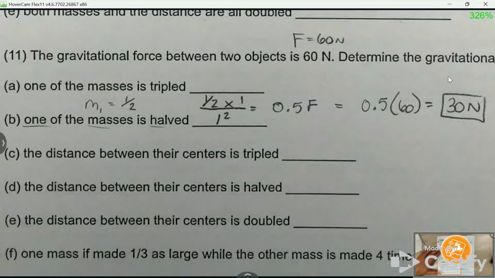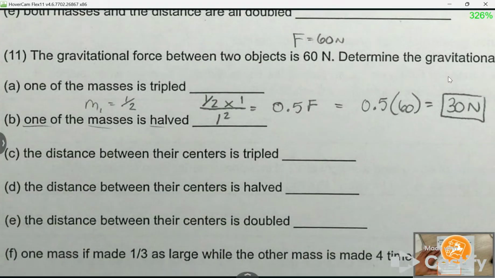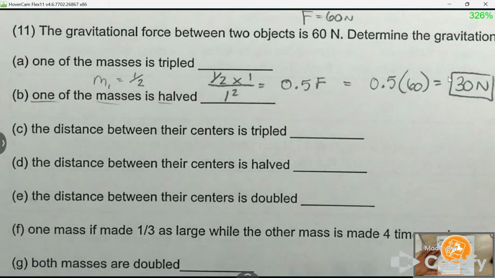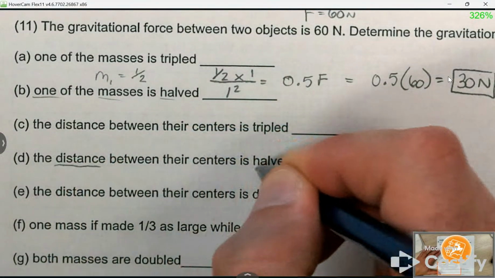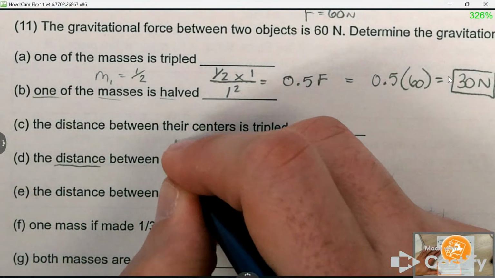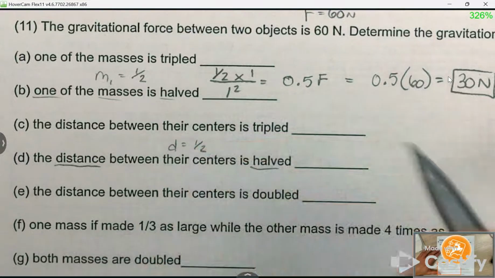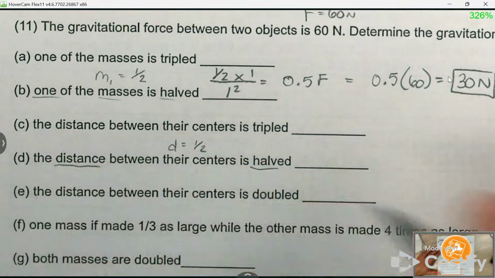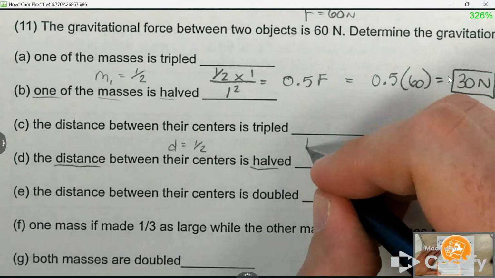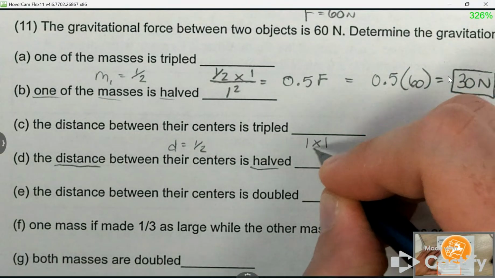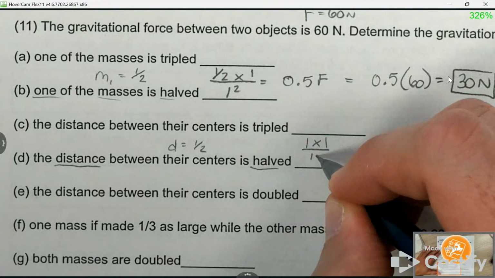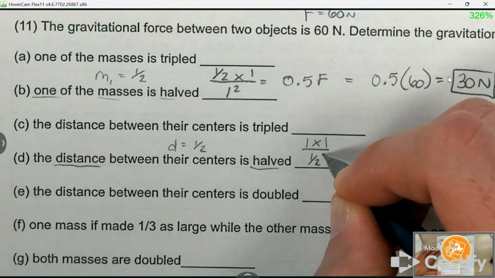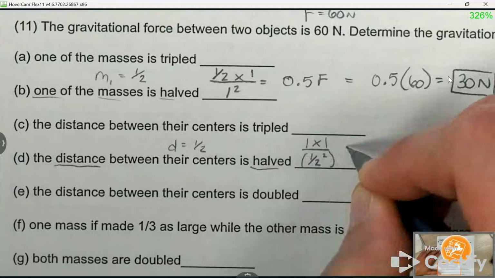Let's take a look at letter D. What happens when the distance between their centers is halved? Well then D is 1/2. They didn't tell us anything about the masses, so they would both stay as a 1. Distance, though, is cut in half. So we have 1/2, and you have to square the distance.